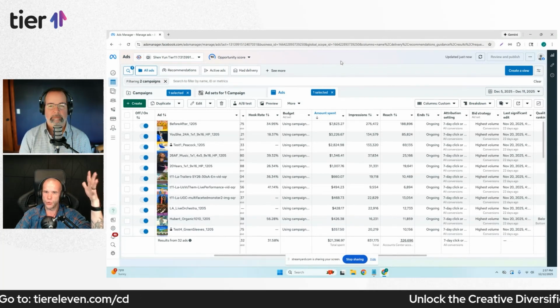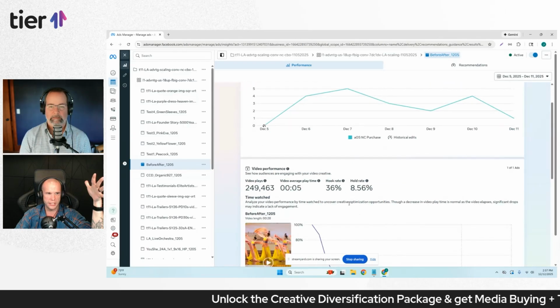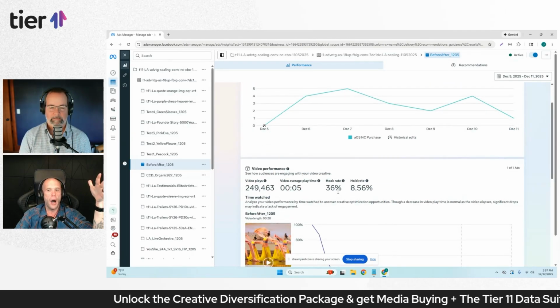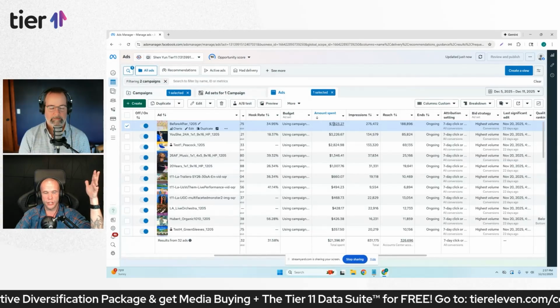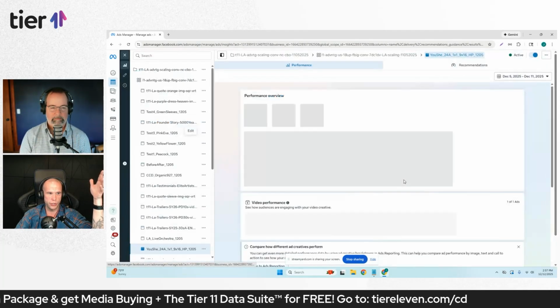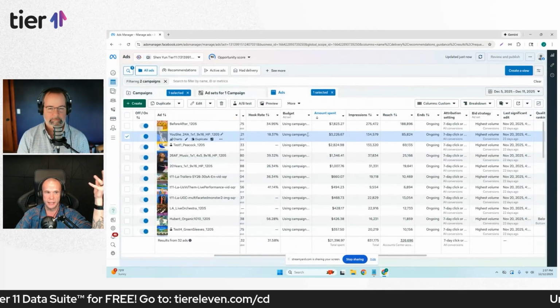Now, remember, we went from like a 22, 21% hook rate. And now we're looking at this one. It says, okay, that's a 36% hook rate. So now the best performing ad, the one that is spending at least a third of the budget, has a very, very good hook rate. The one below it has an 18, fairly poor. This one is probably gonna be removed.